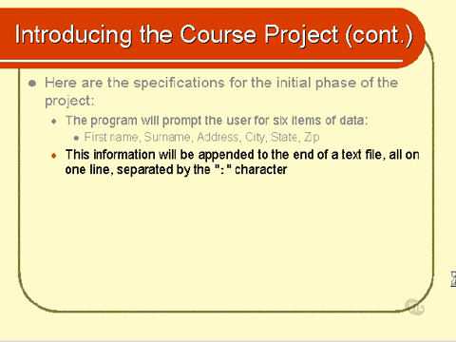Then I want the program to append this data to the end of a text file. If that text file doesn't exist, I guess the text file will have to get created. And I want all the data to be added on a single line in that text file, and every piece of information will be separated from the next one by a colon. So it'll go first name, colon, surname, colon, address, and finally up to state, colon, zip, and you don't need to put a colon after the zip.